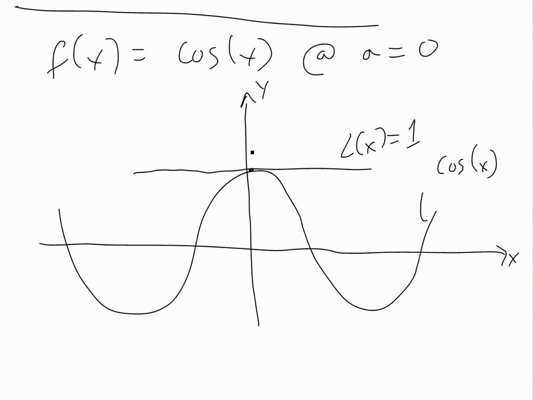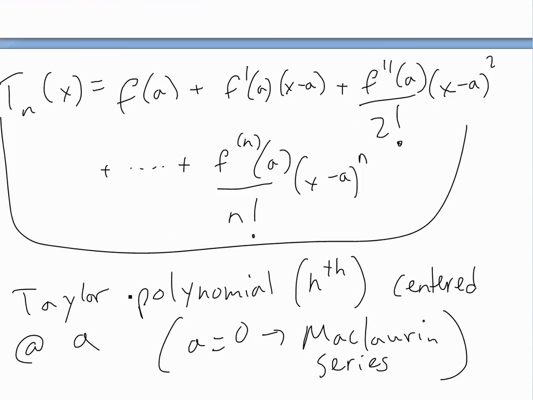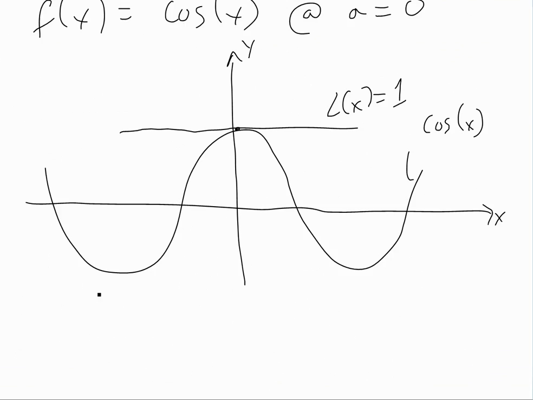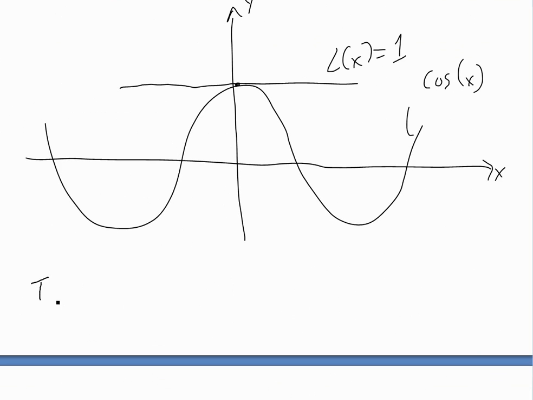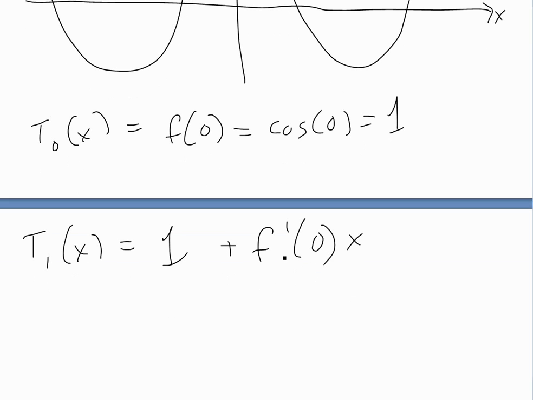Let's use this Taylor polynomial, up to, let's say, 5 or 6 degrees of approximation. Let's start off with T0. This is just the first approximation, which is equal to f of 0, which is cos 0, and this just equals 1. And then the second approximation, T1 of x, equals f of 0 plus f prime of 0 times x.